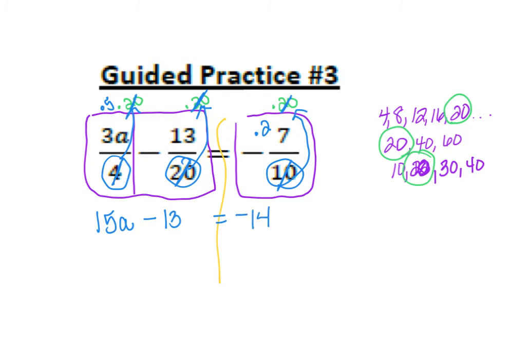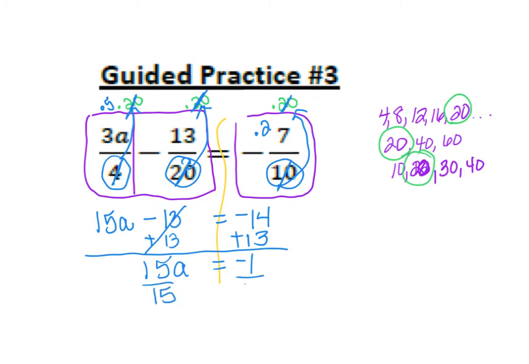And then we're going to move the constant by adding 13 to both sides. So I'm bringing down the 15a equals negative 1. The last step is always to solve by dividing. So my answer would be a equals negative 1/15.